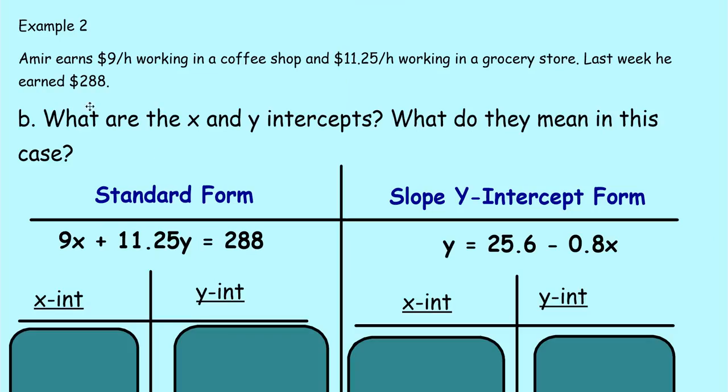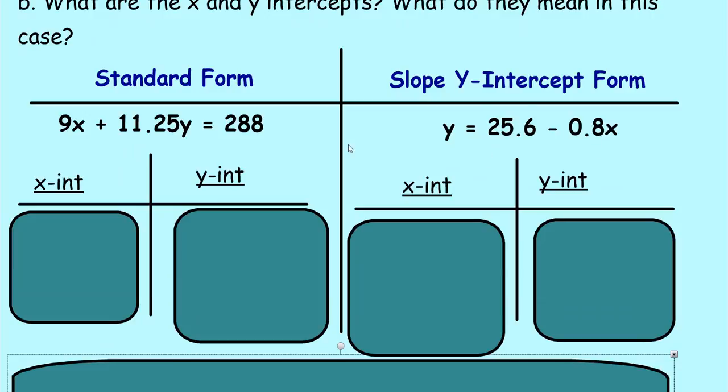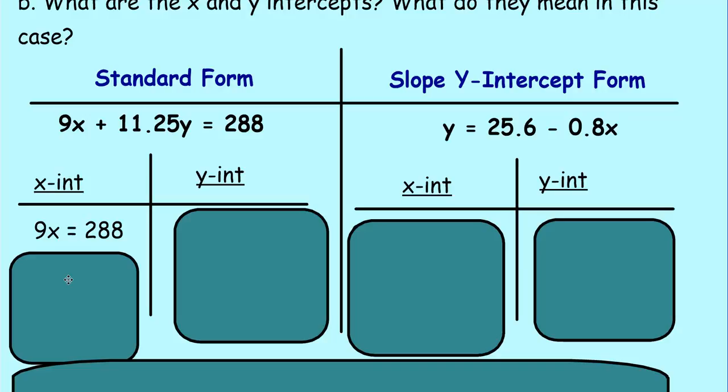Next part of the question was, what are the x-intercepts and what do they mean in this case? So unless you converted it to slope y-intercept form, it's pretty simple to figure out what your x and y intercepts are. For all x-intercepts, my y value is 0. Anything times 0 is 0, so this actually disappears. So I would be left with just 9x is equal to 288.